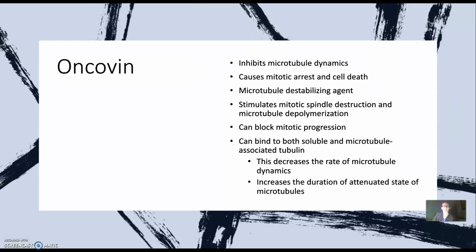Oncovin. Oncovin inhibits microtubule dynamics. It causes mitotic arrest and cell death. It is a microtubule destabilizing agent. Oncovin also stimulates mitotic spindle destruction and microtubule depolymerization. It can also block mitotic progression. It can bind to both soluble and microtubule-associated tubulin. This can decrease the rate of microtubule dynamics, but it also increases the duration of the attenuated state of microtubules.